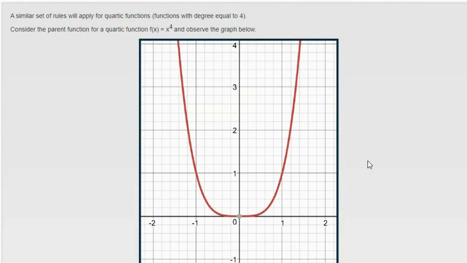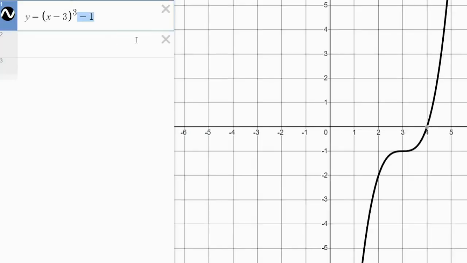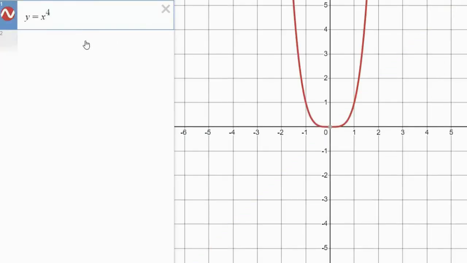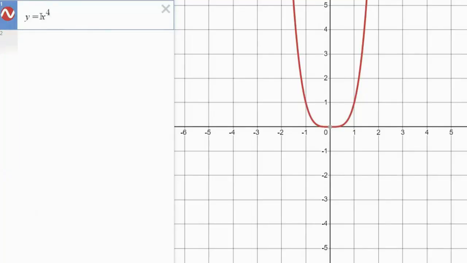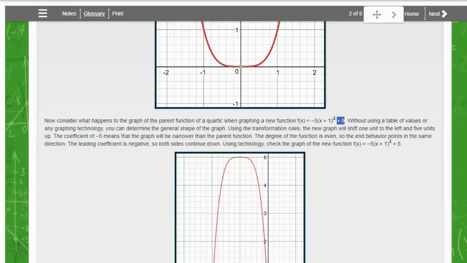All right, so similar works for 4th degree. Let's look at this graph below. If we have x to the 4th, what happens when we go negative 5, x plus 1 plus 5? Y equals x to the 4th, there's the regular one. Negative 5 is going to make it turn upside down because that's a negative coefficient. We want to change it to x plus 1.